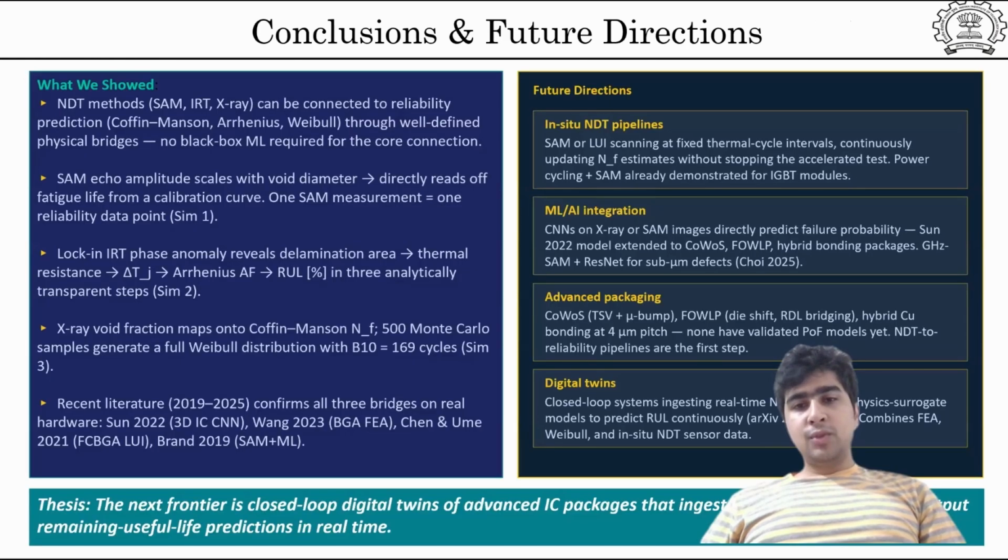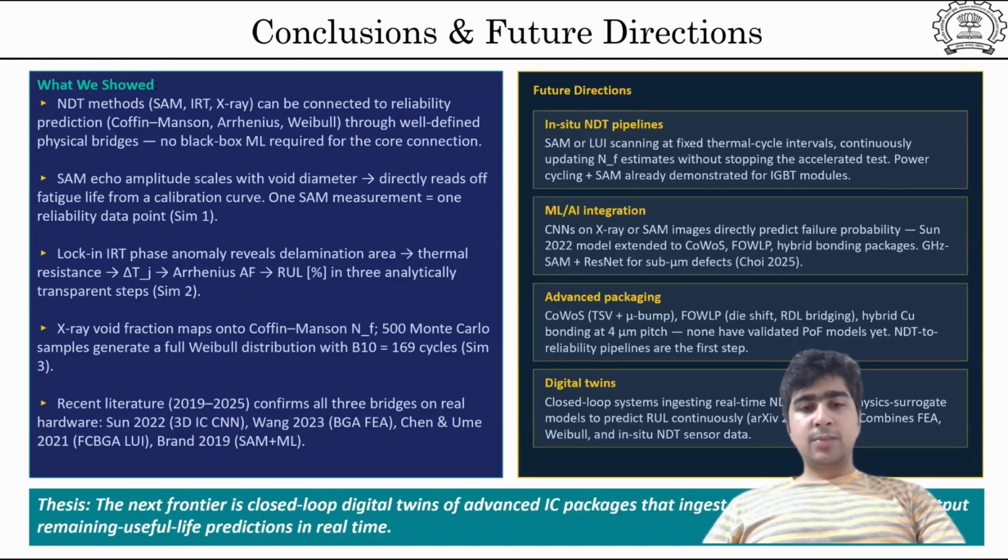And finally, to conclude our project, let's bring everything together. On the left is what we showed in the project using the three simulations, with the first simulation being a SAM echo amplitude, and we tried to find that one SAM measurement can equal one reliability data point. In the second simulation, we have lock-in IRT phase anomaly revealing delamination area. And like we recently discussed, in the third simulation, we have X-rays to detect void fraction, which in turn predicts the reliability life of a sample.